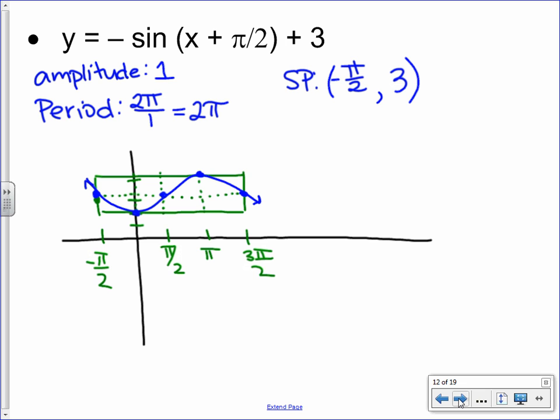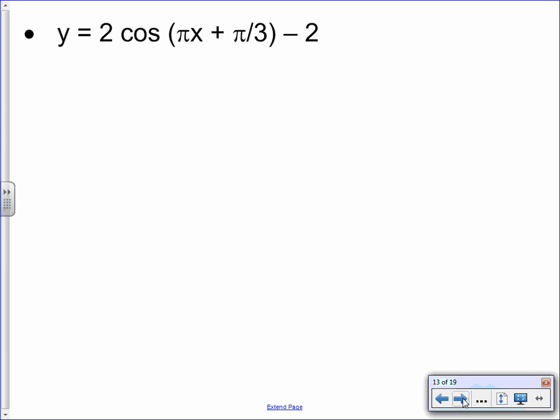I do want you to label each of your points. So here this is negative pi over 2, 3. This is 0, 2. This is pi over 2, 3. This is pi, 4. And this would be 3 pi over 2, 3. Any questions? Move to a cosine.